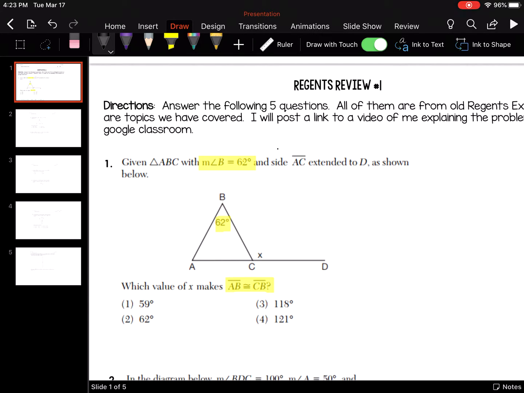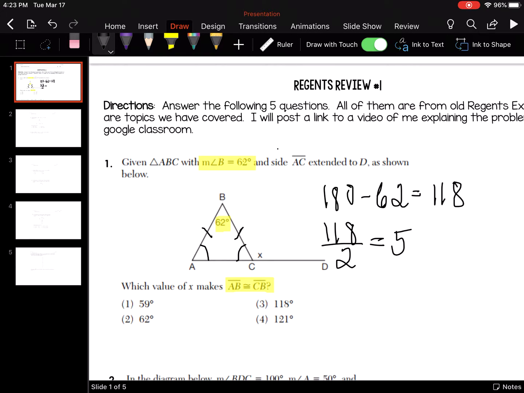So we need to first remember that if two sides of a triangle are congruent, the angles across from them are going to be congruent. So we can do 180 minus 62, and that gives us 118. Now we take that 118 and divide it into two equal parts, which gives us 59. So that means angle A is 59, and angle BCA is also 59.